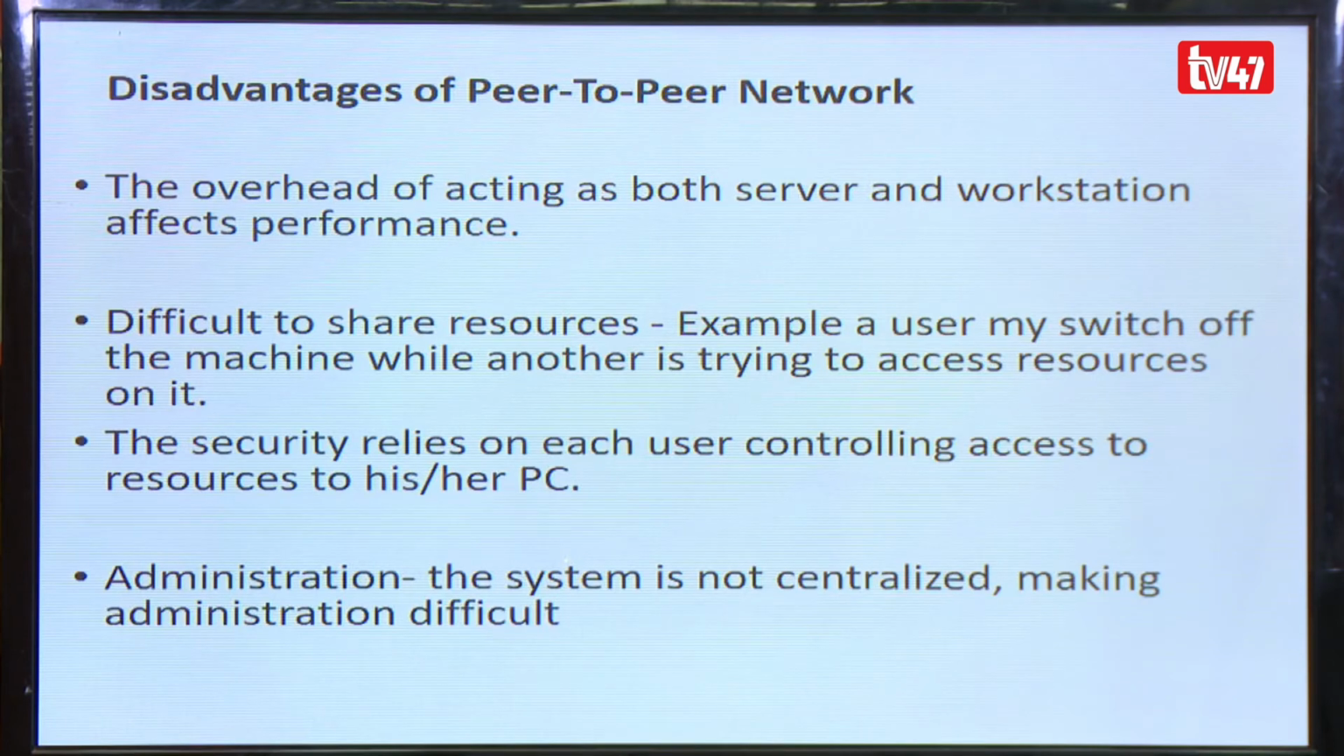The other disadvantage is the fact that the security relies on each user controlling access to resources to his or her PC, so you can see security is a challenge. The other disadvantage is administration, because there is no centralized management. So the system is not centralized, making administration difficult. You know, when you have centralized management of the network, administration becomes very easy.